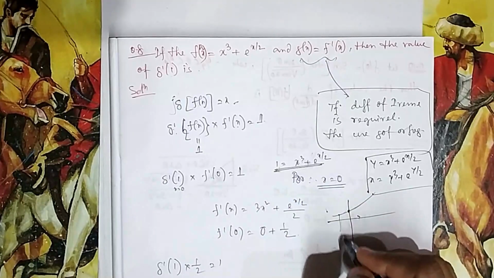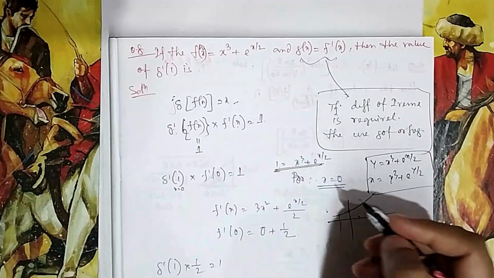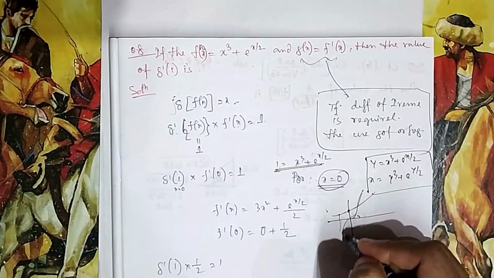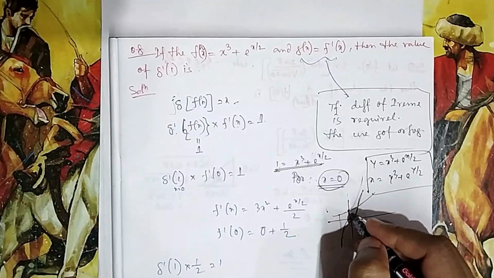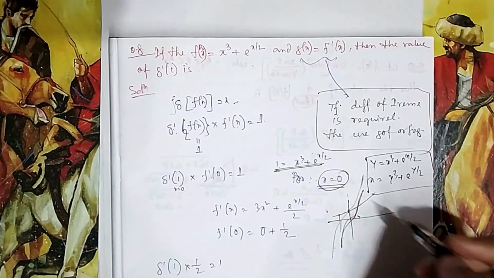If you add this to it, it will come below. So one possibility is that, because what is the graph of x cube? The x cube graph is this one. So if you add these two, it will be from here, it will go this way, and from here it will. So this will be the graph of x cube plus e to the power x.